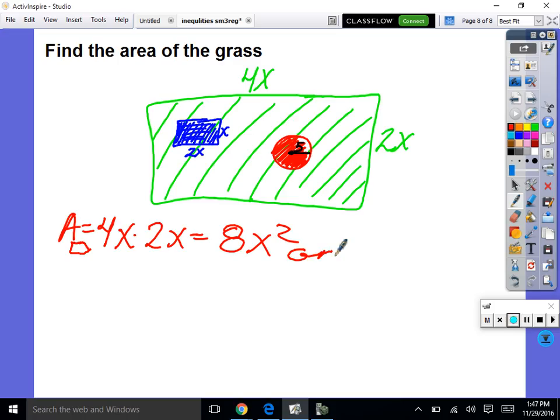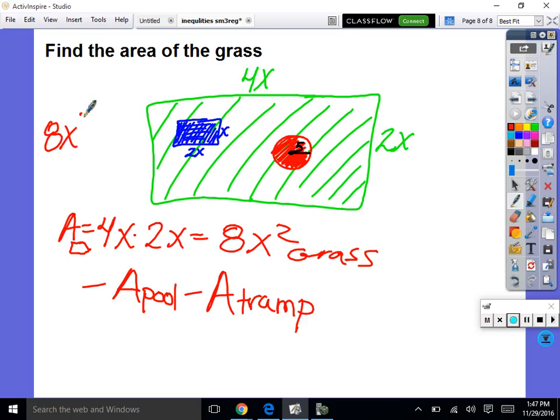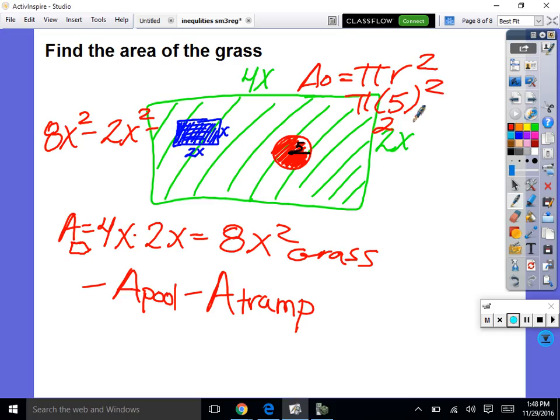So I'm going to write grass with nothing on it. Now let's subtract off the area of the pool, and let's subtract off the area of the tramp, right? Makes sense, right? So we're going to have 8x squared minus 2x squared, and then minus area of a circle. You've got to have this memorized before going into a test. Pi times the radius squared. So pi times 5 squared, which is 25 pi, right? So we're going to do 8x squared minus 2x squared minus 25 pi.